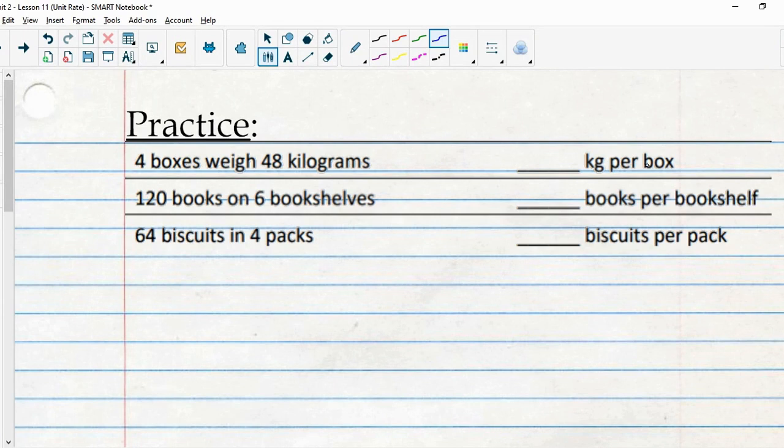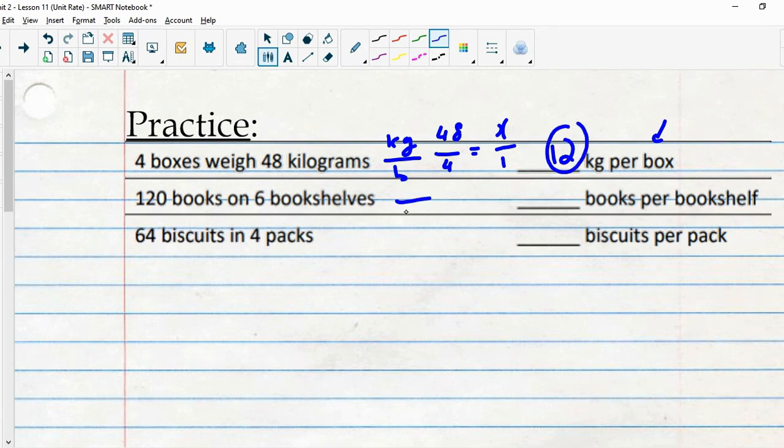All right, here we go. So per box, so box is at the bottom. Kilograms, like that. Let's see. 48 kilograms, 4 boxes. How many kilograms in 1 box? What is it? Yep, 12, okay.